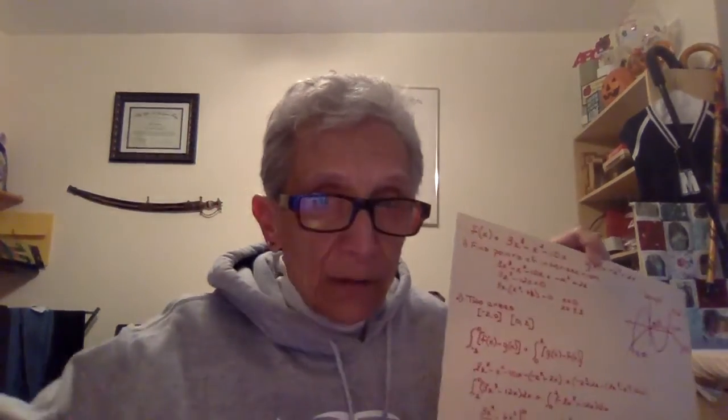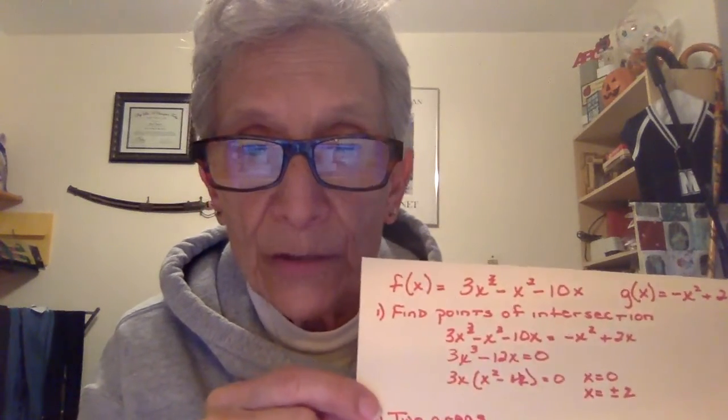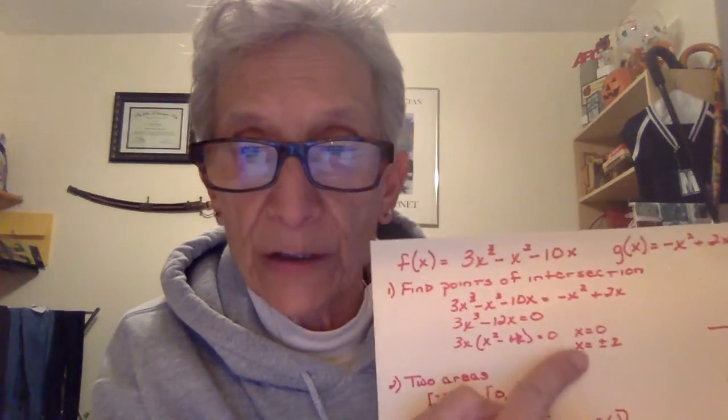3x cubed minus x squared minus 10x and negative x squared plus 2x. Two different equations, okay? The first thing you want to do is find the points of intersection. So you're simply going to set the curves equal to each other, combine like terms, factor, and get your points of intersection, in this case, to be 0 and plus or minus 2, so 0 and 2 would be your points of intersection.